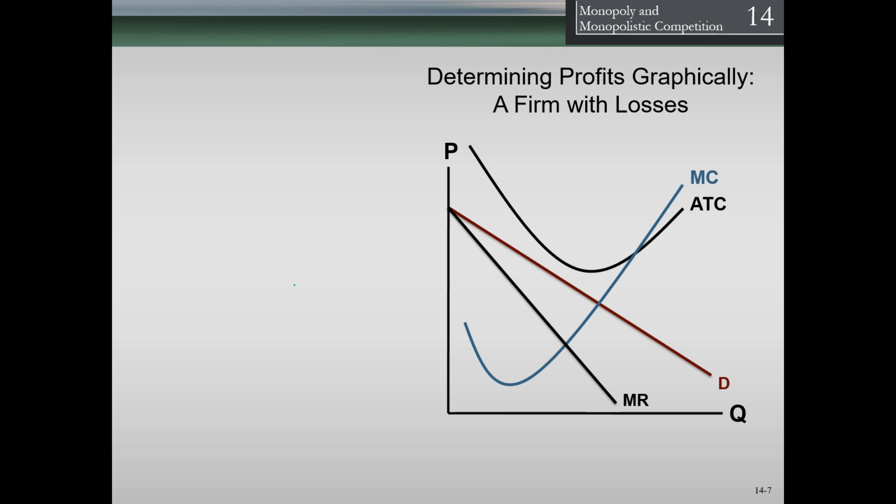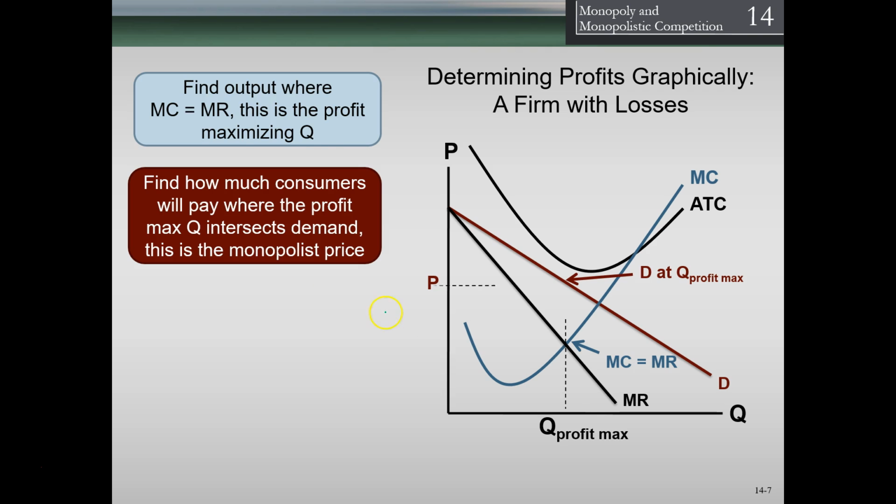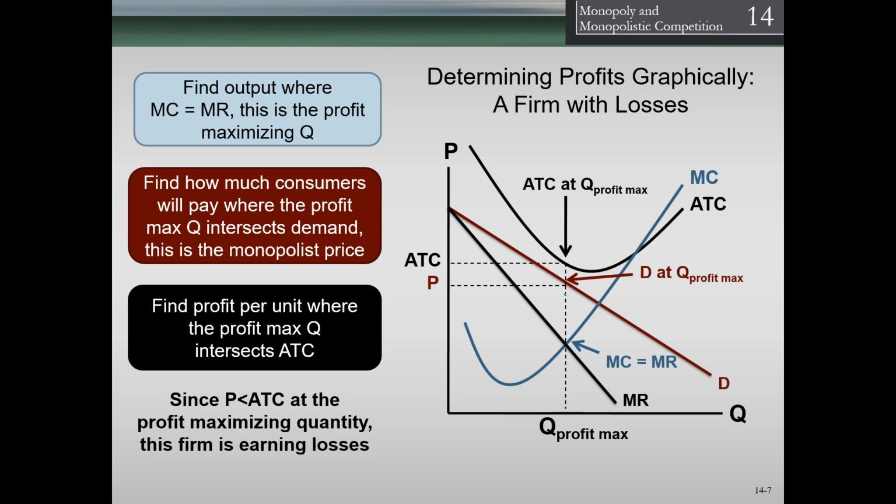And then, of course, we have one last scenario. Where are we going to produce in this scenario? We're going to produce where marginal revenue equals marginal cost. We're then going to pull that up to the demand. So now we're at the demand curve. However, it's still below the average total cost in this case. So this is the case where we actually have a monopoly and we're still losing money. This is not a good situation, even though we have monopolistic power in this market.